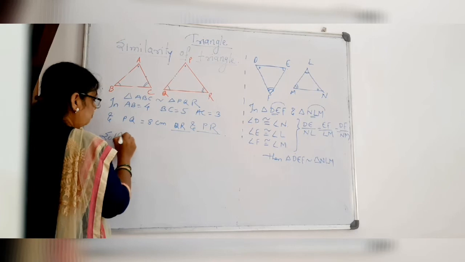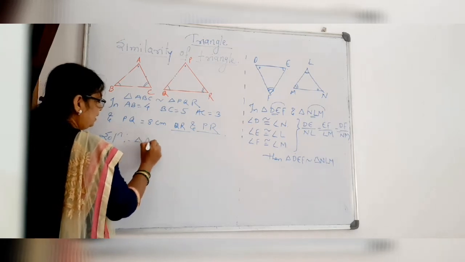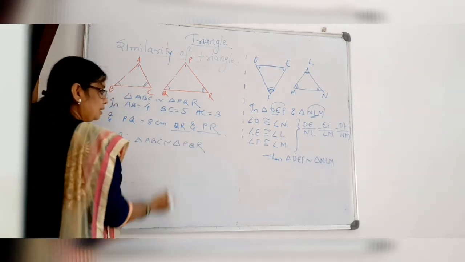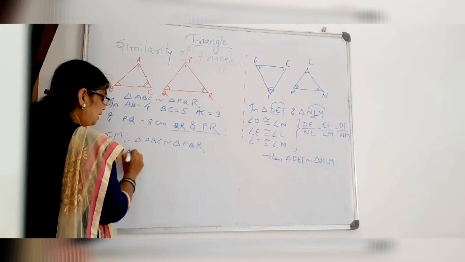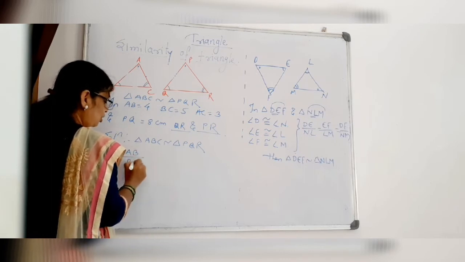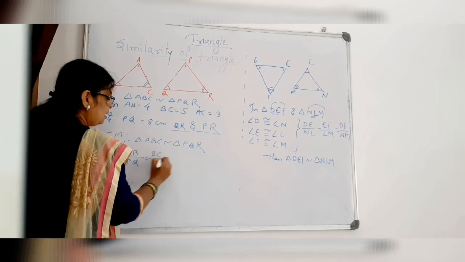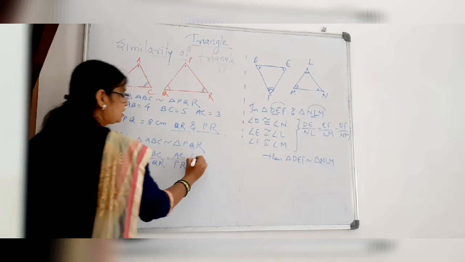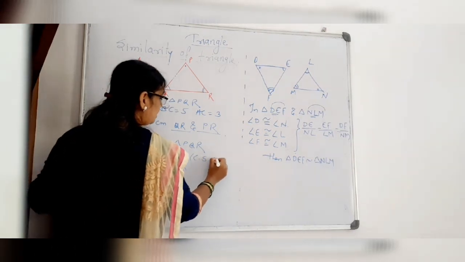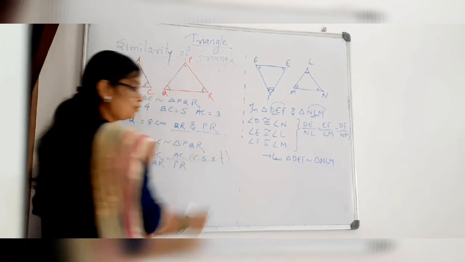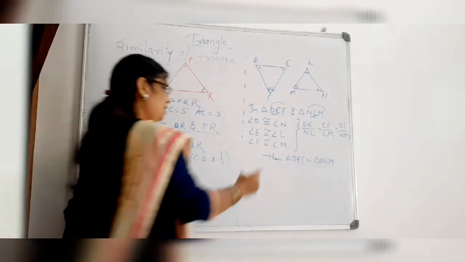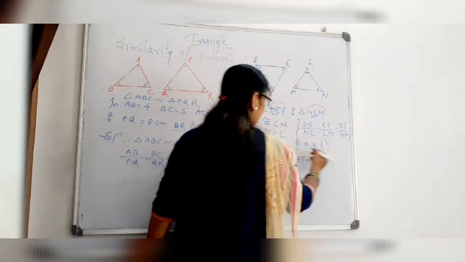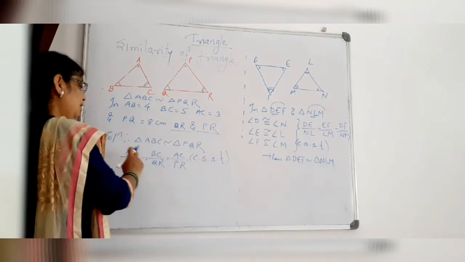So how will you find? First, triangle ABC is similar to triangle PQR. If triangles are similar, you can take the ratio of the sides: AB upon PQ, BC upon QR, and AC upon PR. Here what is the reason? CSST, corresponding sides of similar triangles. If angles are there, then CAST, corresponding angles of similar triangles. Now here put the values.